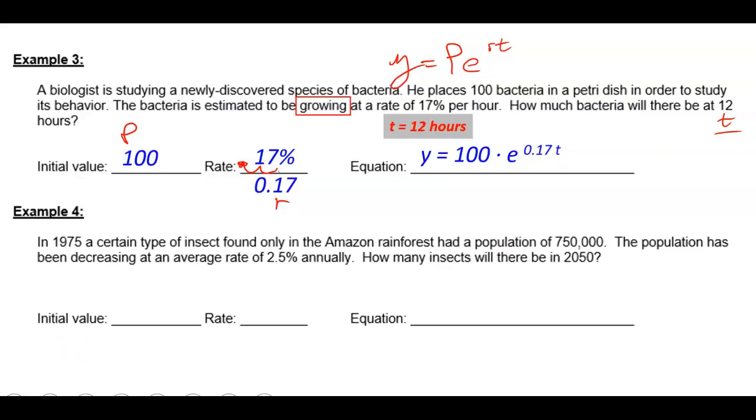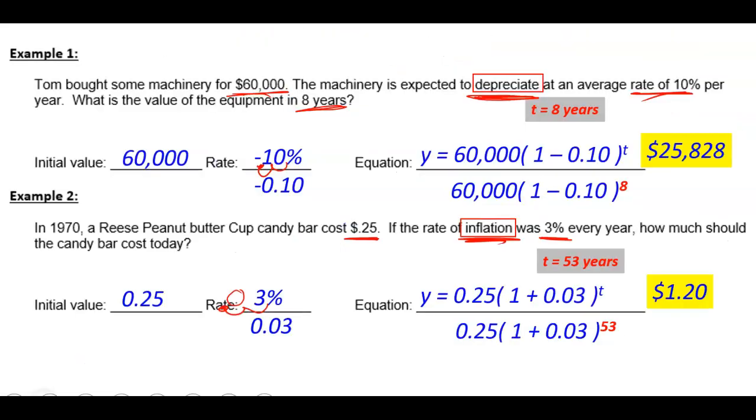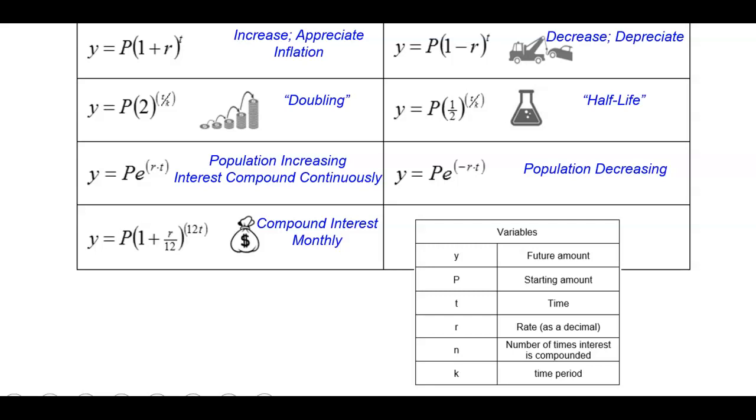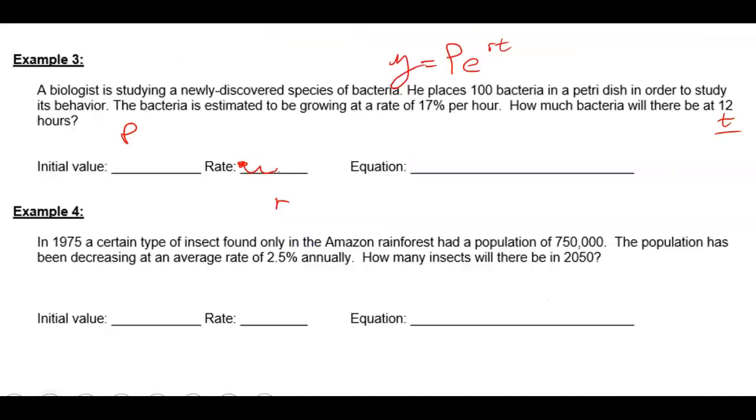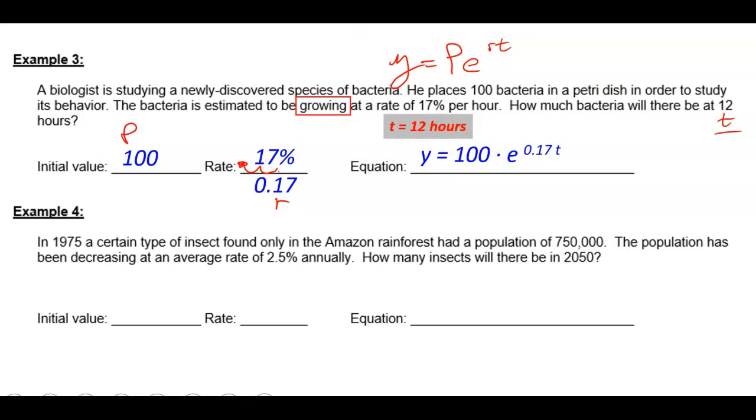So let me go back to our formulas. If you're writing this down, perfect. Does everyone see that we are doing the population again, but on the right side it's population decreasing. P times E to the power of negative RT. It's a negative rate because it's decreasing. Very good. So let's figure out what's my P.